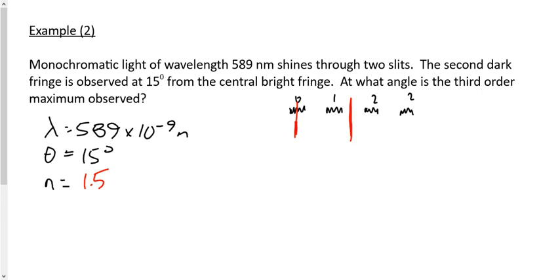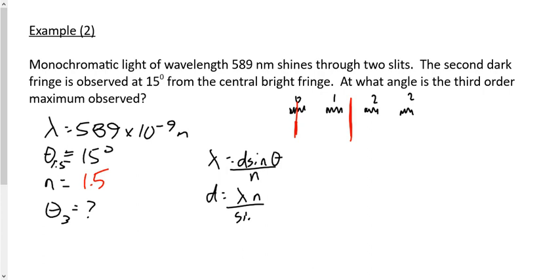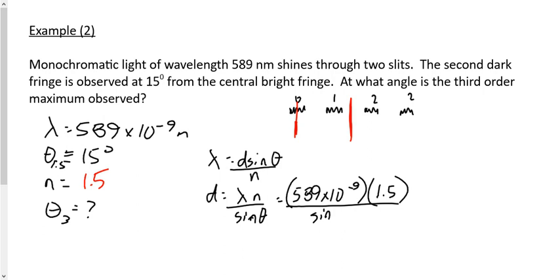Oh, what angle is the third order maximum? Whew. We'll call this the angle of the 1.5. This will be theta 3. Here's what I'm going to do first. This is a tough question. I'm going to say lambda is equal to d sine theta over n. And the only variable I don't have here is d. That gives us a value of d of 3.41358 times 10 to the minus 6 meters.